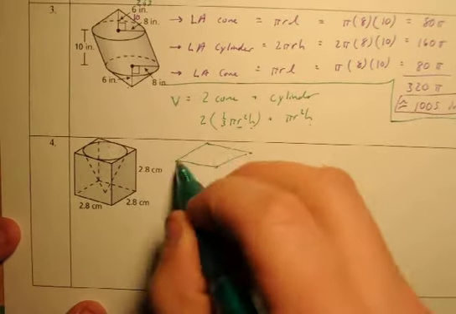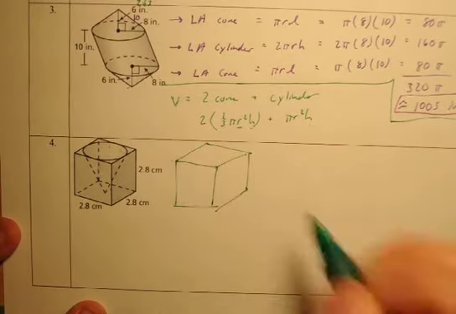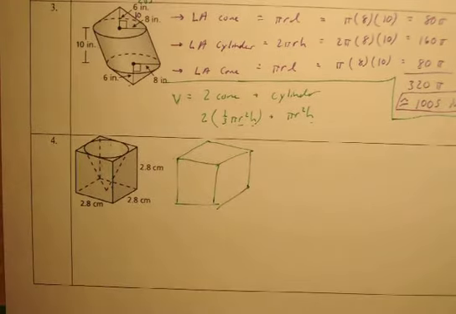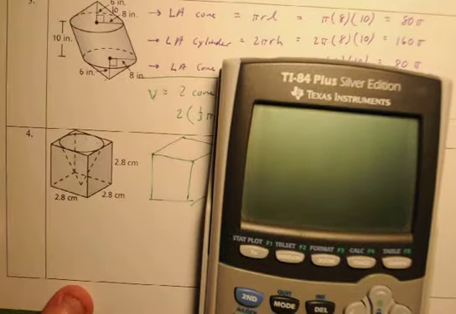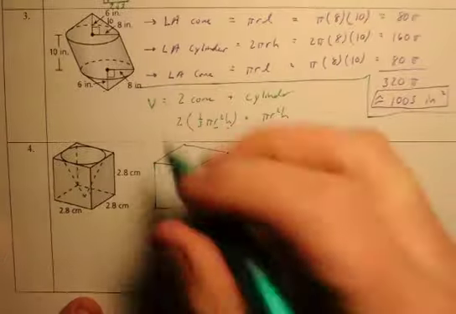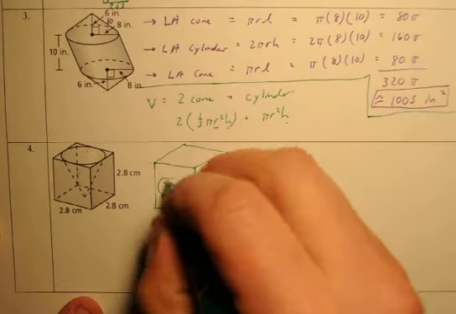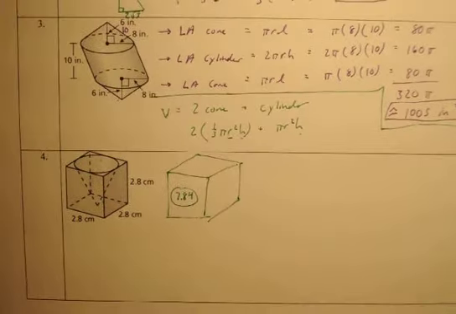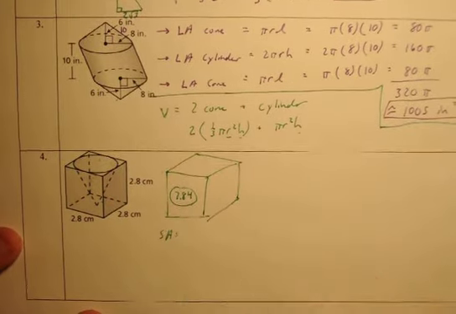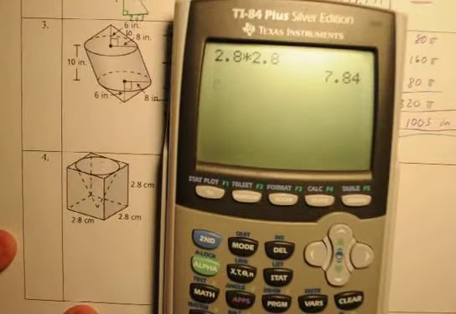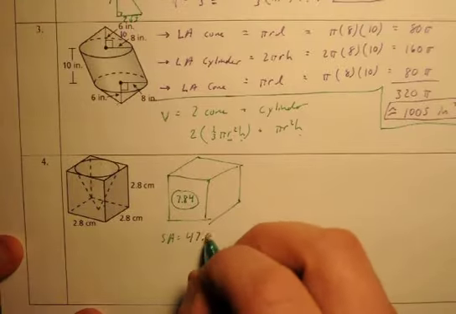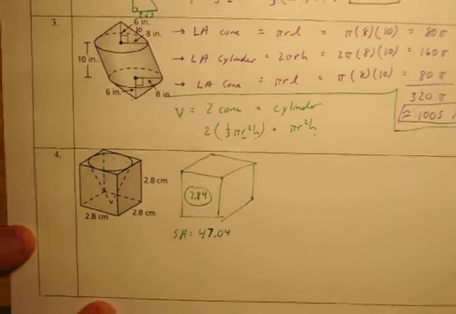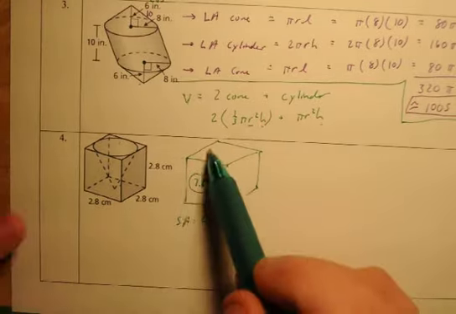Let's start with if it was just a regular cube. Now the surface area of a cube is really easy. You just find the area of one of the surfaces, which is 7.84. So each surface is 7.84. How many surfaces are there on a cube? There's 6. So I'll multiply that by 6, 47.04. So that's the surface area of this cube.